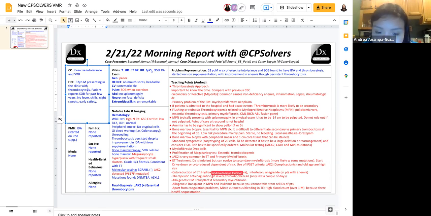If the patient develops a secondary myelofibrosis, you will have to do an allogeneic bone marrow transplant. Allogeneic bone marrow transplant is used for myeloproliferative neoplasms and leukemia because you can take the stem cells from a donor. You cannot do an auto transplant. Apart from the coagulation prevalence, think about microcutaneous bleeding in ET because the high platelet count causes sequestration of von Willebrand factor. Thank you.